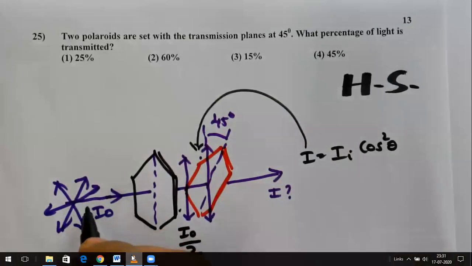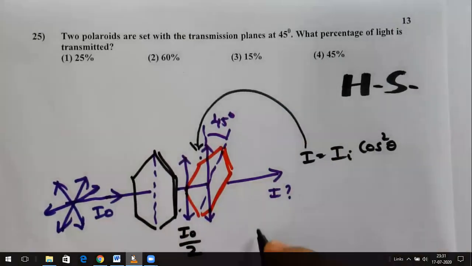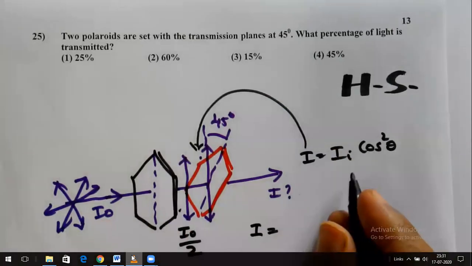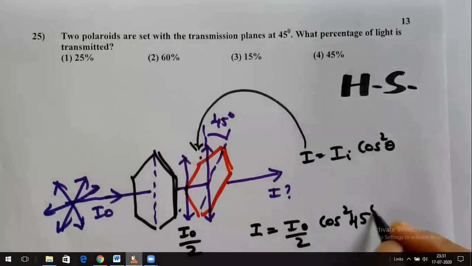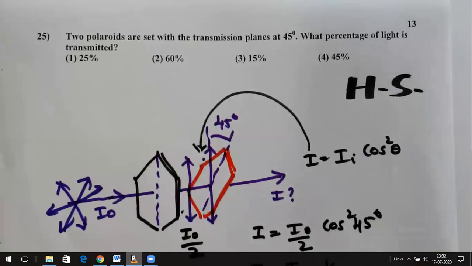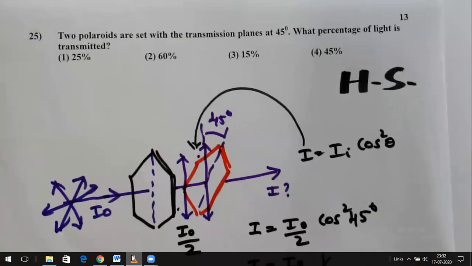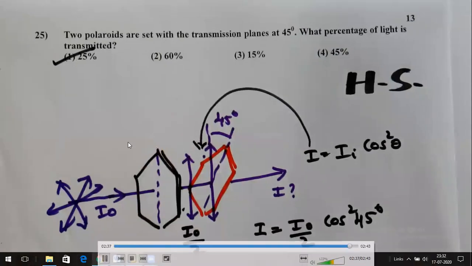This is unpolarized. So unpolarized light after passing through a polarizer, whatever its position, because it contains vibrations in all directions, will have intensity I naught by 2 after the first polarizer. So substituting, I is equal to I initial, which is I naught by 2, times cos squared 45 degrees. Cos 45 is 1 by root 2, cos squared 45 is half, so I naught by 2 into half. So the intensity of outcoming light is I naught by 4, and it is 25%. So 25% of light will come out of the second Polaroid.